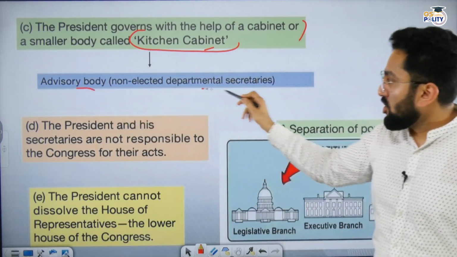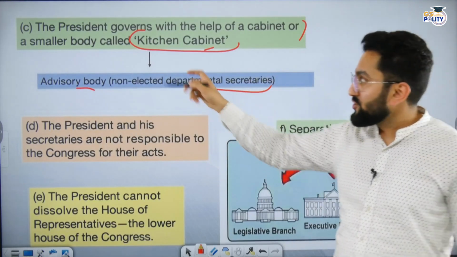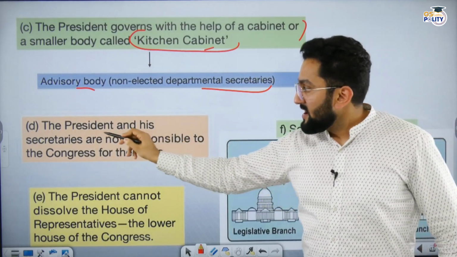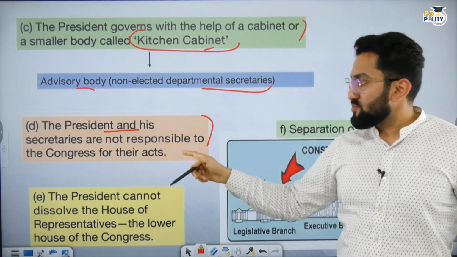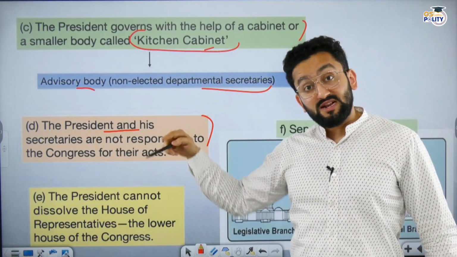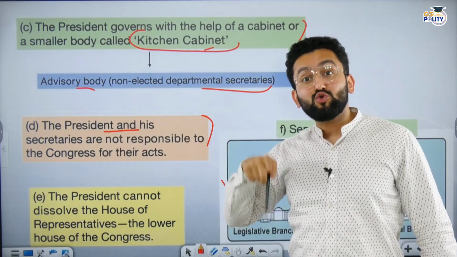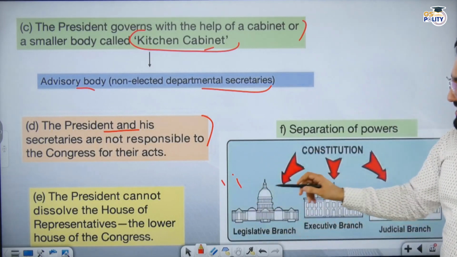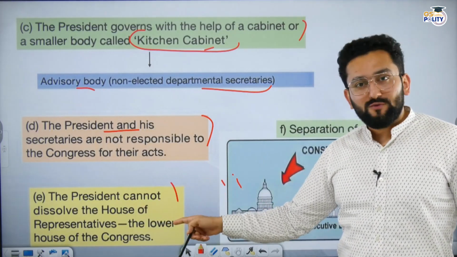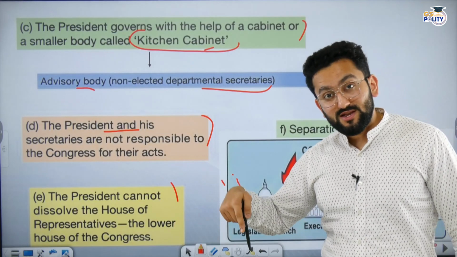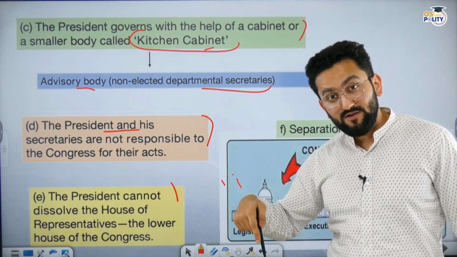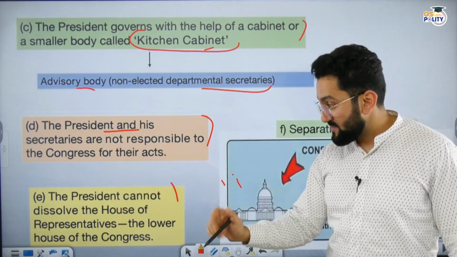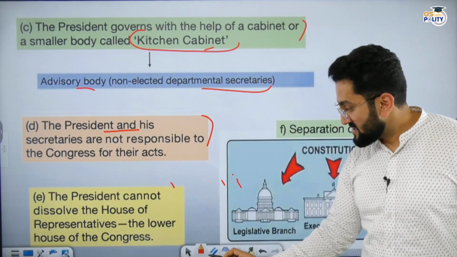Now, advisory body, non-elected department secretaries, as I told you, means they have the power to have their own cabinet. The President and his secretaries are not responsible to Congress for their acts. But in the case of India, ministers are responsible. I told you, individual responsibility. The President cannot dissolve the House of Representatives, but in the case of India, the executive can advise the Honorable President to dissolve Lok Sabha. It can be done. I think the differences are clear to you now.